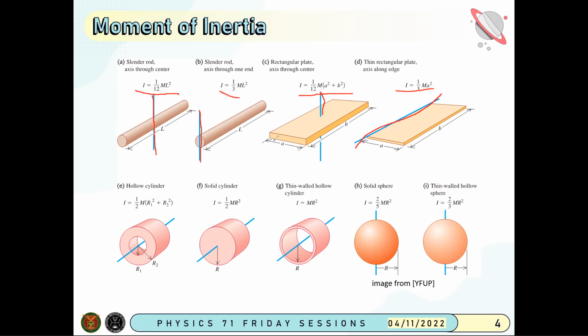Okay. For hollow and solid cylinders, and thin-walled hollow cylinders, you have corresponding different moments of inertia as well. So for a hollow cylinder, you have an inner radius, R1, and then an outer radius, R2. Okay. For the thin-walled and solid cylinder, hindi mo naman siya kailangan. Isang R lang yan. And for the solid sphere and thin-walled hollow sphere, meron ka namang different coefficient, 2/5 and 2/3.